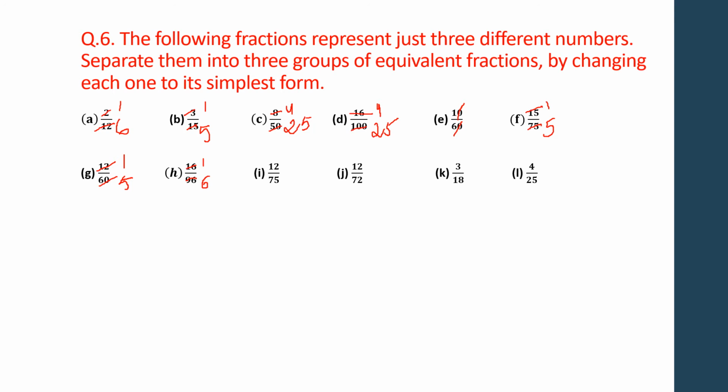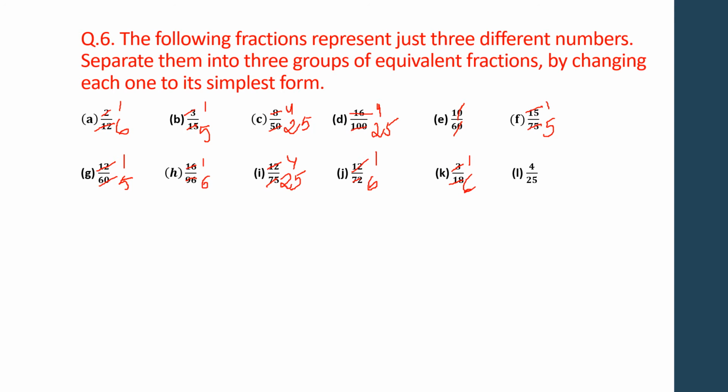12 by 75. Both are divisible by 3. 3 4s are 12 and 25 3s are 75. 12 and 72. 12 1s are 12. 12 6s are 72. 3 by 18. 3 1s are 3. 3 6s are 18. And 4 by 25. It is in its lowest term.